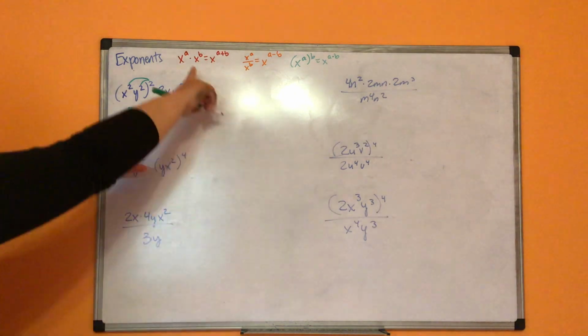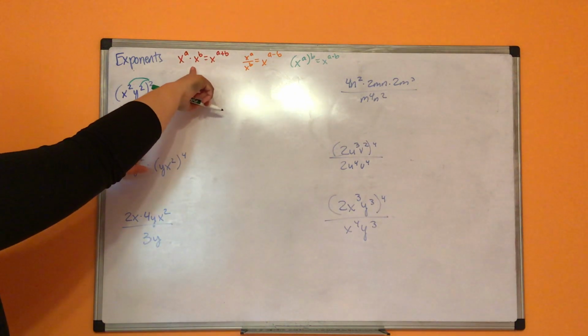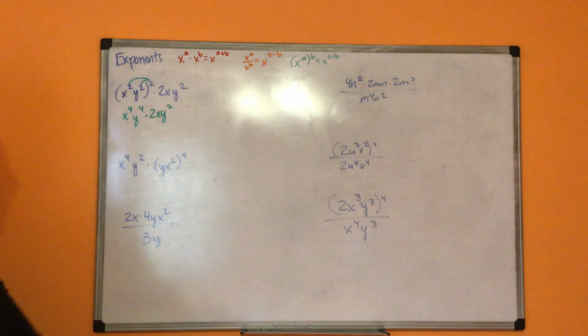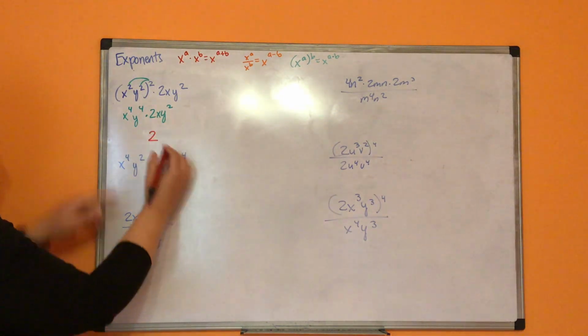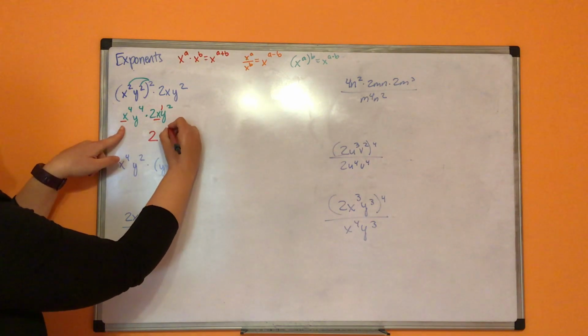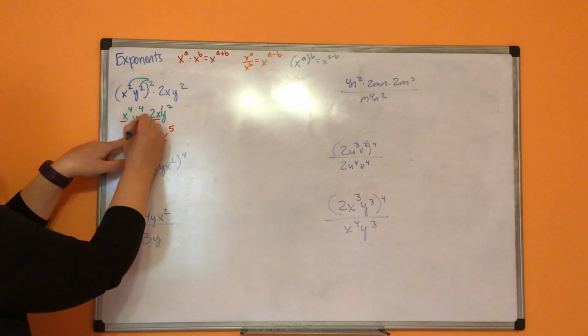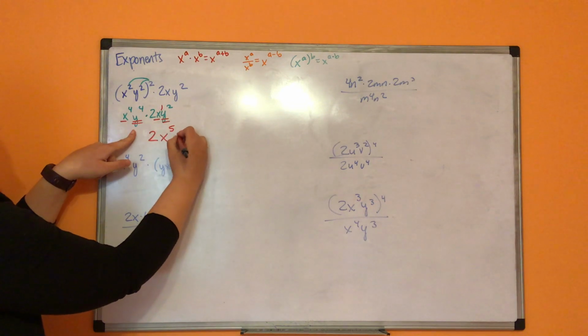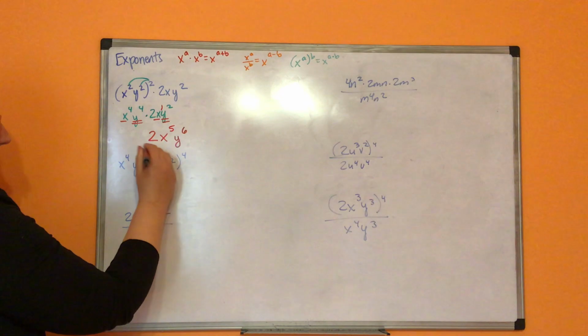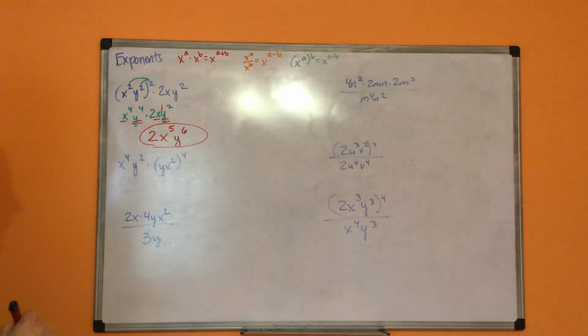Now I'm going to use my product rule and add like exponents together. The coefficient 2 is the only coefficient I have in the whole thing, so that's going to stay the same. For my x's, 4 plus 1 is 5, so x to the 5. For my y's, 4 plus 2 is 6, so I get y to the 6. Everything's as combined as it can be, so this is my final answer.